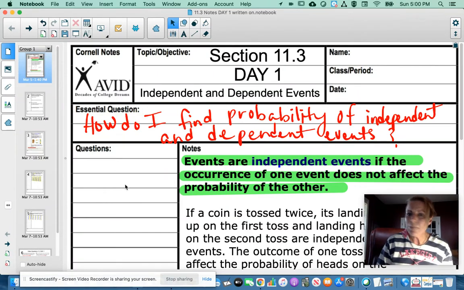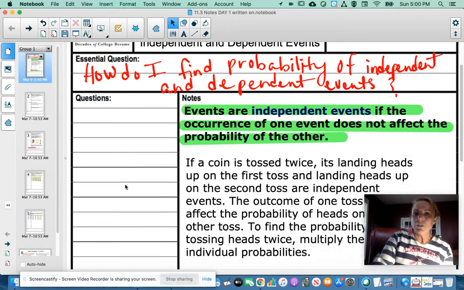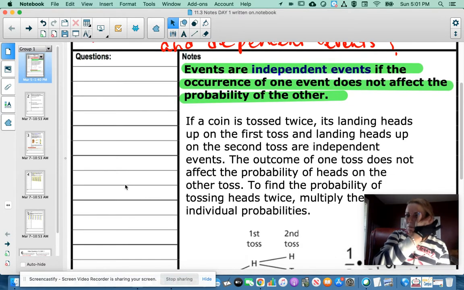Video 11.3, Day 1, Independent and Dependent Events. Essential question: How do I find probability of independent and dependent events? Let's first talk about what it means to be independent or dependent.